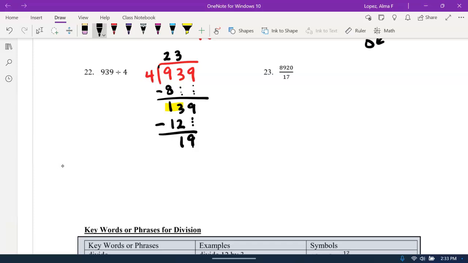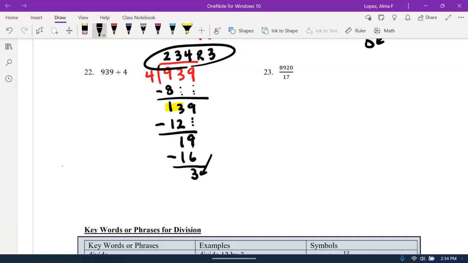Let's see if we'll go a little bigger. 4 times 5 would be 20. That's too big, so 4 wins. 4 times 4 is 16, and we subtract. That's going to give us 3. Now that's our last number, and 4 does not go into 3, so we know that this is the remainder. And the way we're going to write remainders is remainder 3. And there's our answer.